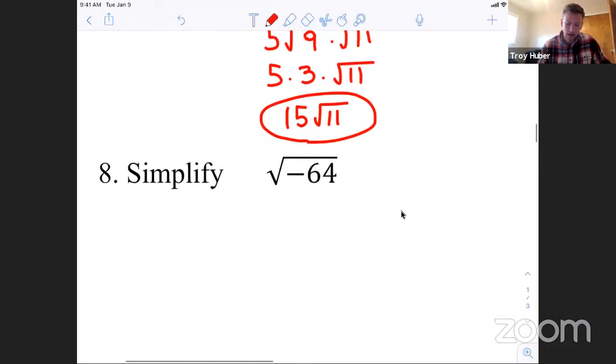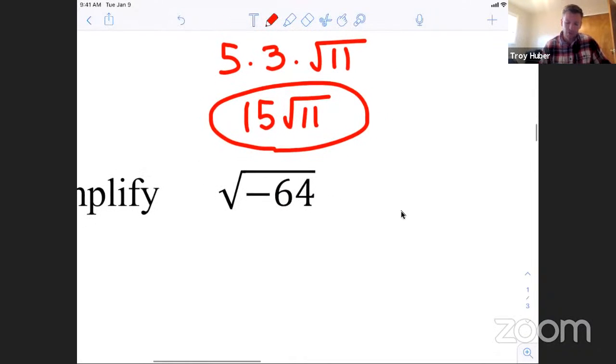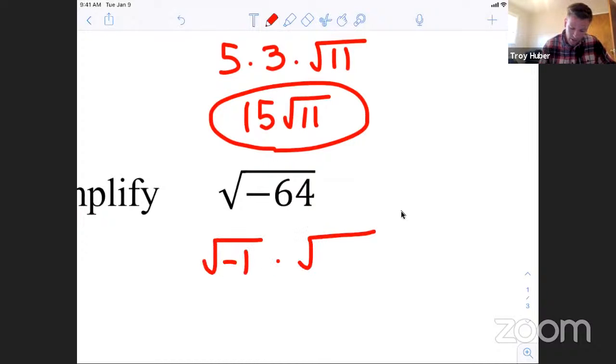All right, number 8, we have this square root of negative 64. Now watch out, we can't do the square root of negative numbers. That's what we call imaginary solutions. So don't type them into your calculator because your calculator won't give you an answer. Instead, what we want to do is pull out that negative. So I'm going to say, this is really the square root of negative 1 times the square root of 64. See how I pulled that negative out?